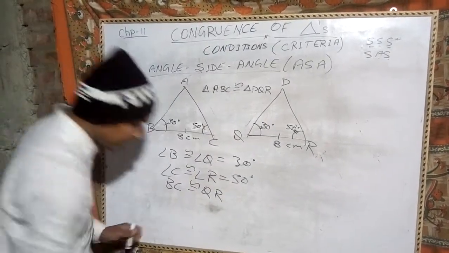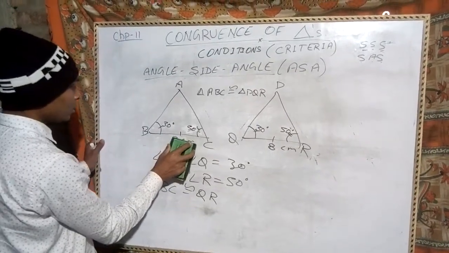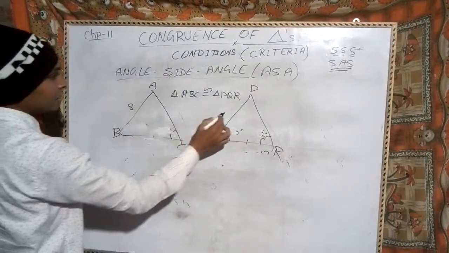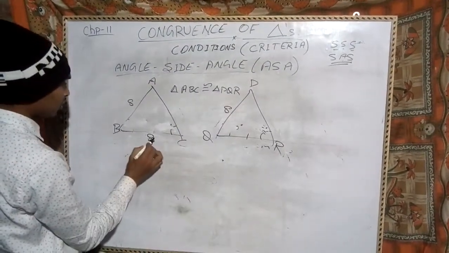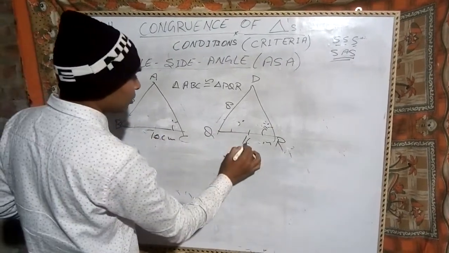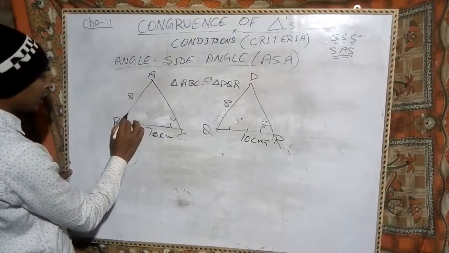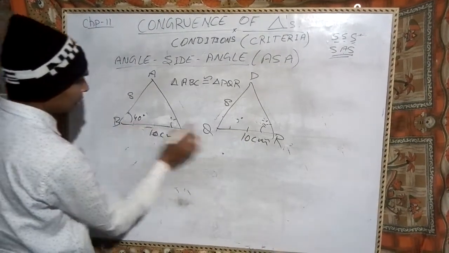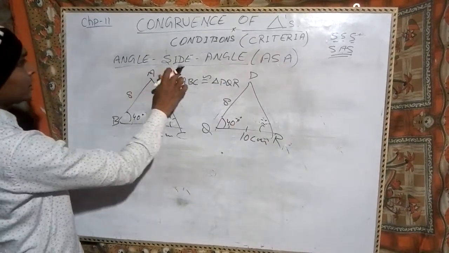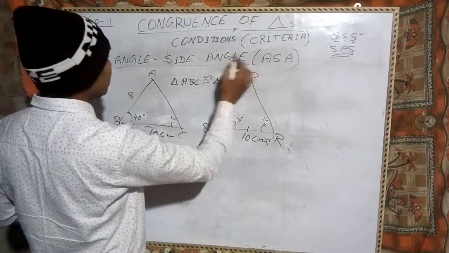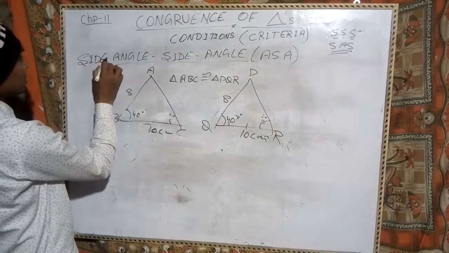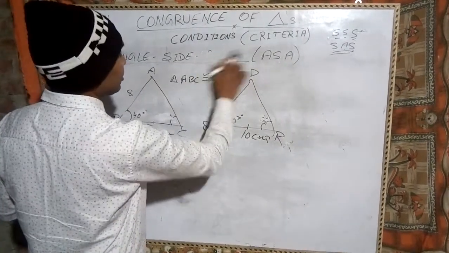Okay, another example. For SAS condition, say 8 centimeter, this is also 8, say this is also 10 centimeter, this is also 10 centimeter, and the including angle say 40 degree, here including angle 40 degree for SAS, side angle side condition.